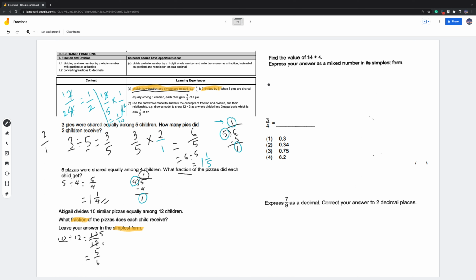The next question is straightforward. It's not phrased in a word problem story. It simply just says find the value of 14 divided by 4, and it states there to give your answer as a mixed number this time. Okay, as a mixed number. So again, in simplest form. So you need to know how to change an improper fraction into a mixed number.